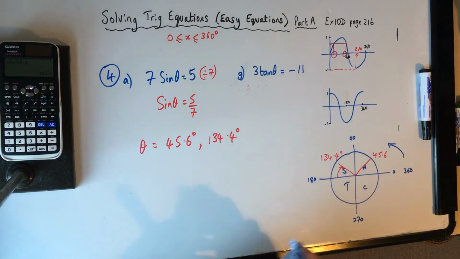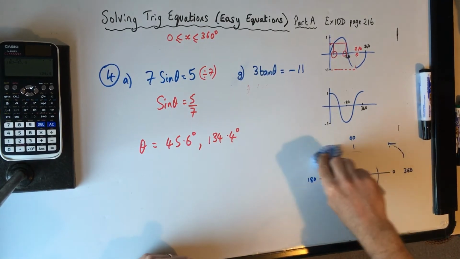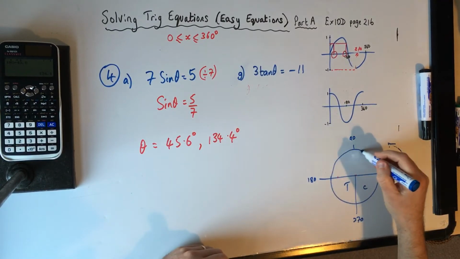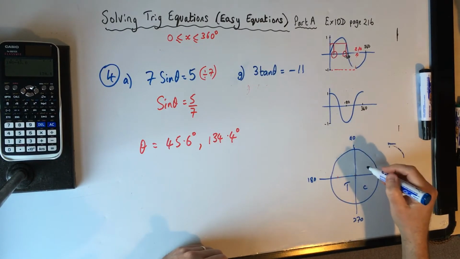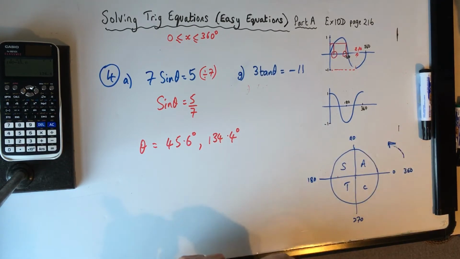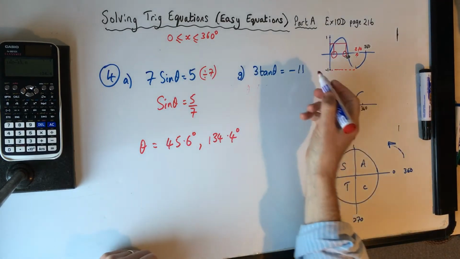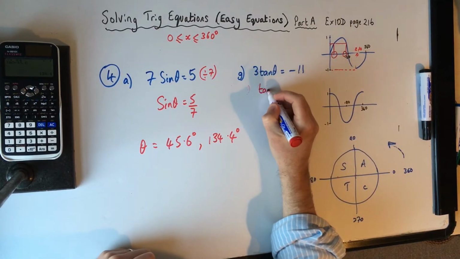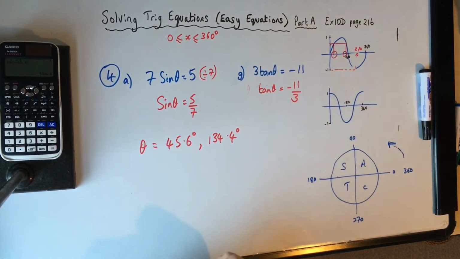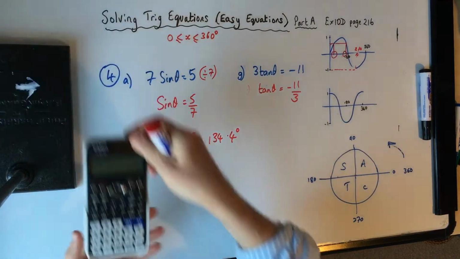The tan, if we do the tan one, C A S T, there we go. Divide both sides by 3, tan theta is equal to minus 11/3. Okay, again, reach for my calculator, I'm going to inverse tan that.